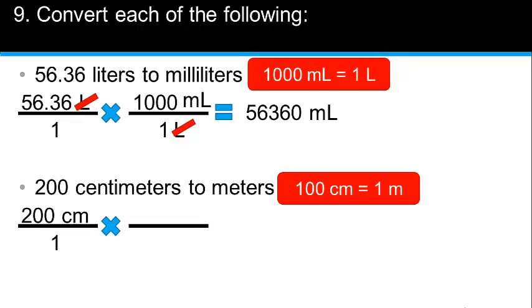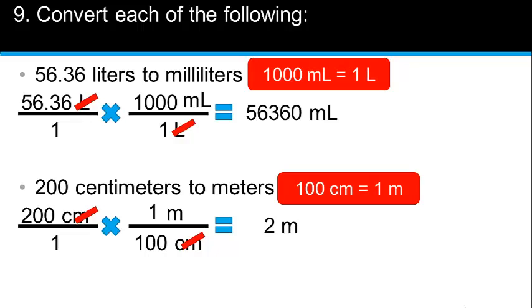Next, I need to cancel centimeters. So centimeters needs to go on bottom. I'm trying to end up with meters, so that has to go on top. So centimeter will cancel centimeter. So in order to solve this, I just got to fill in my numbers. I know that 1 meter is 100 centimeters. So whenever I solve this, I get 2 meters.